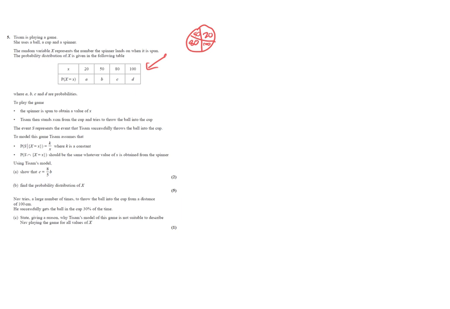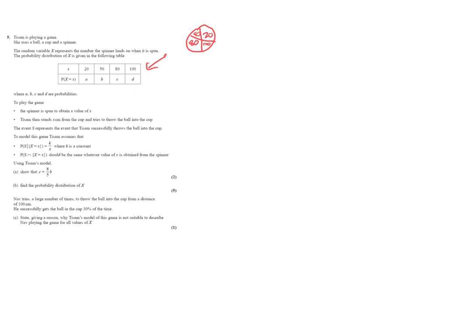So the event S represents the event that Tizam successfully throws the ball in the cup. Okay, success is getting the ball in the cup. I can cope with that. To model the game, she assumes this. Those aren't assumptions that go through my head, I don't know about you. So let's actually find out what this is saying.